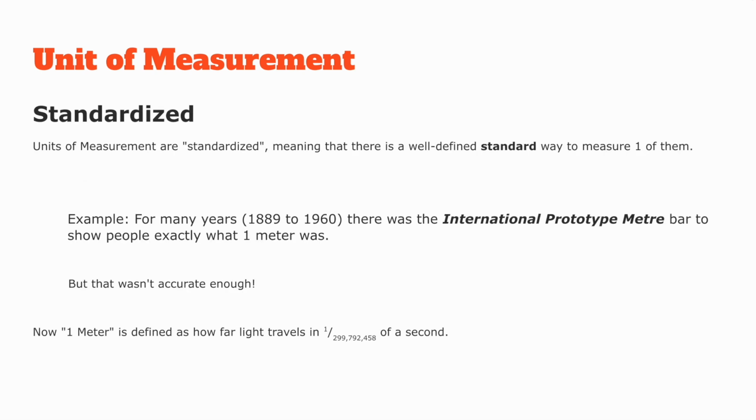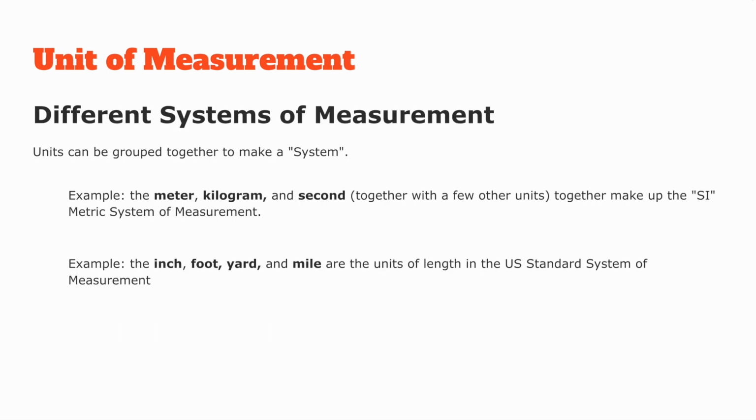Now let's look at standardization. Units of measurement are standardized, meaning that there is a well-defined standard way to measure one of them. For example, for many years, there was an international prototype meter bar to show people exactly what 1 meter was. But that wasn't accurate enough. Now, 1 meter is defined as how far light travels in 1/299,792,458 of a second.